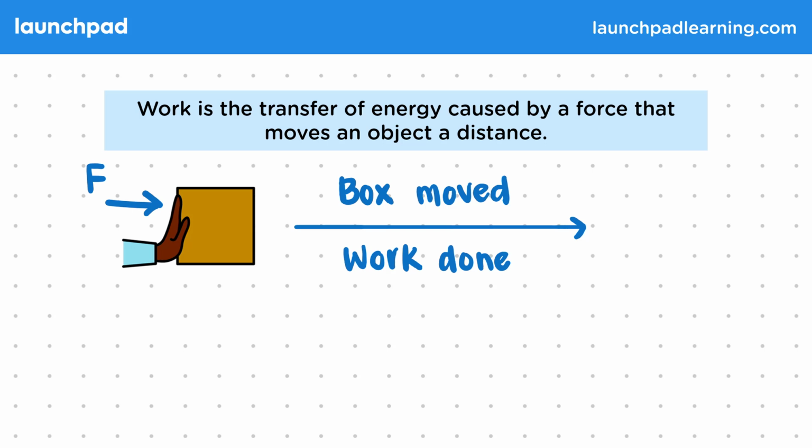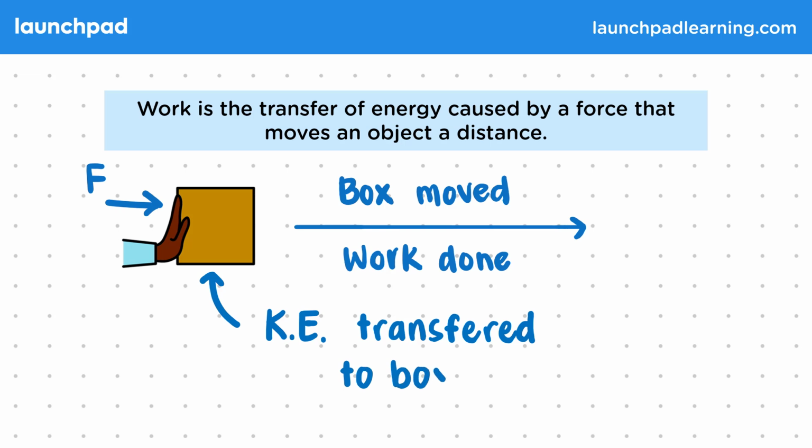Now in this case, the force is taking chemical energy from our hand and transferring it to kinetic energy in the box, which is why the box moves. We'll learn more about the types of energy transfers that are caused by forces elsewhere. For now, let's look at how we determine how much energy will be transferred when work is done.